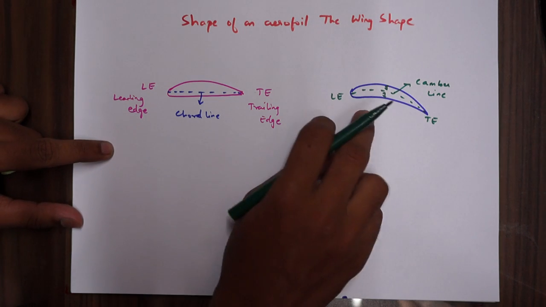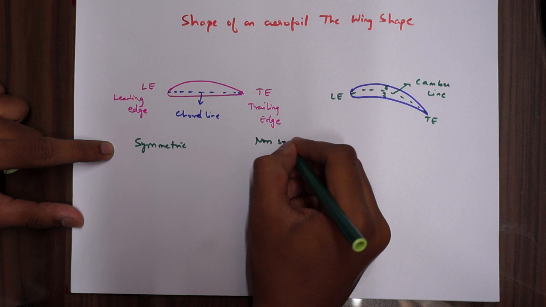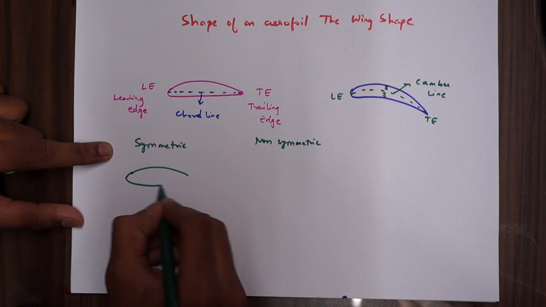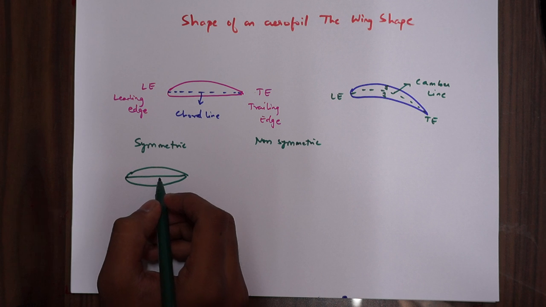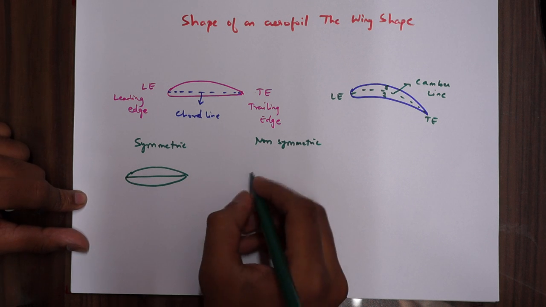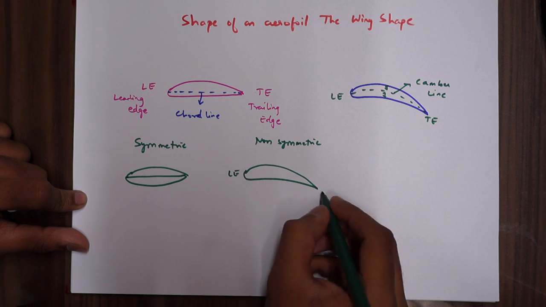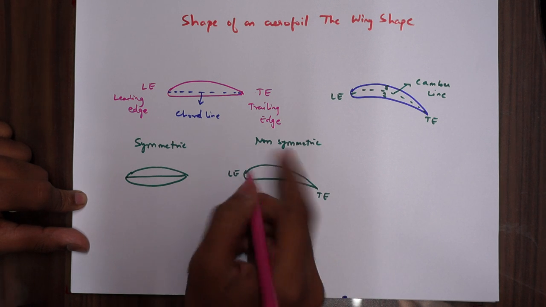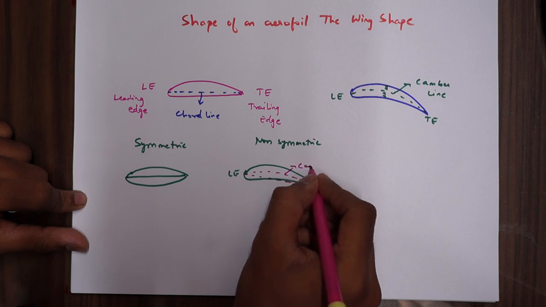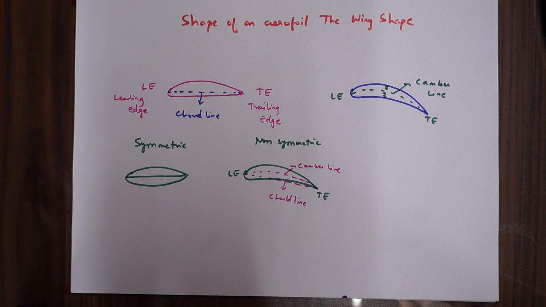Okay, now on this basis there are two types of aerofoils: symmetric and non-symmetric. Okay, a symmetric aerofoil is something like this, when the chord line and the camber line coincide. When the chord line and the camber line coincide, it is called a symmetric aerofoil. And non-symmetric is something like what I've drawn here. Again I'll draw. As you can see, this is the leading edge, this is the trailing edge. When you draw the chord line, it will be something like this, but when you draw the camber line, it will be something like this. Camber line, and this one is the chord line. This is the design that we generally use these days.